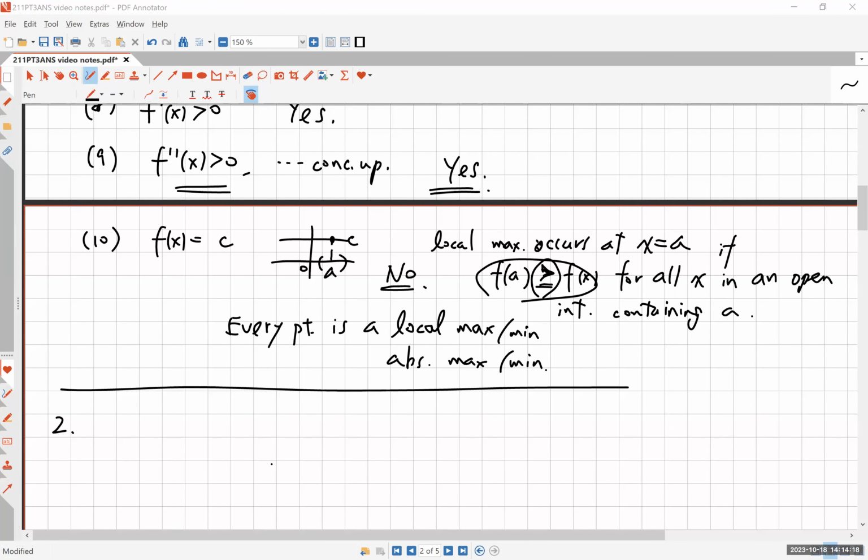Oh, before I finish this part, I should say number 10, the answer is no. It is false because the sentence says a constant function has no local or absolute extrema. And the answer is it has everything. A constant function has a local maximum, local minimum, an absolute maximum, and an absolute minimum. And they all happen at every single point. Okay, now let's go to the second problem.